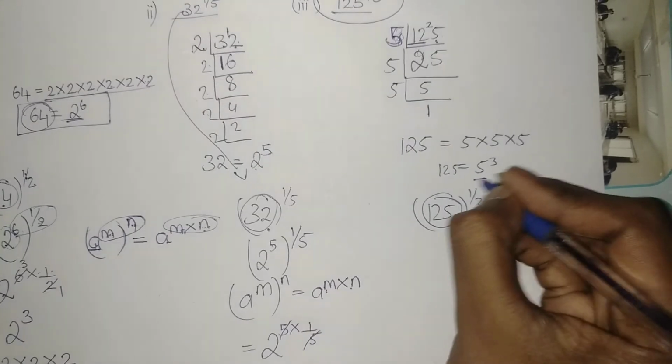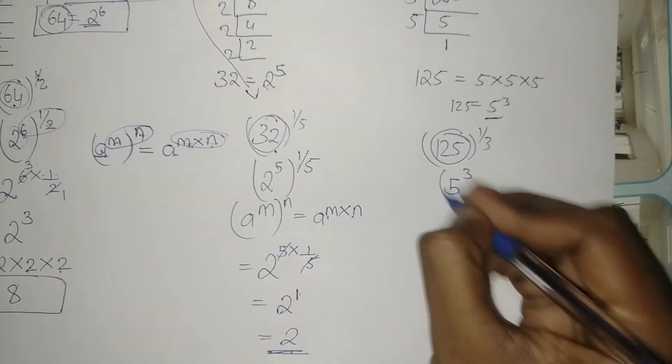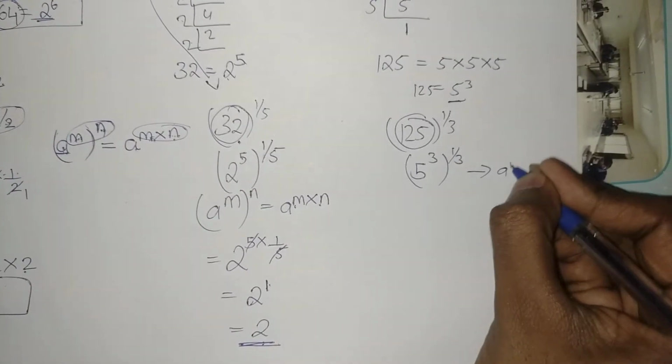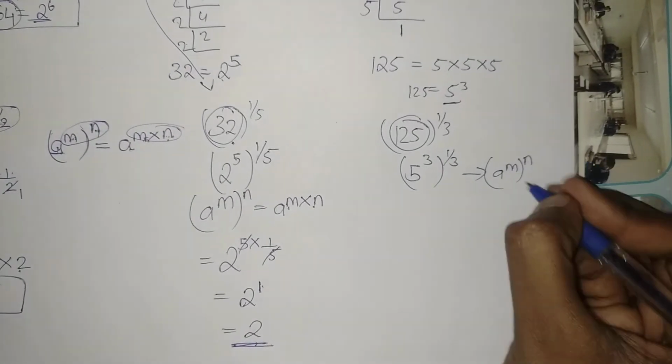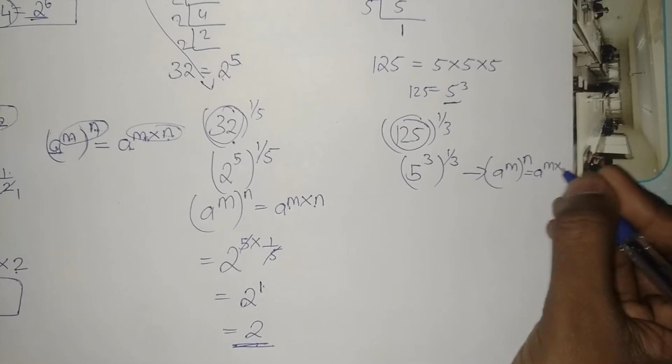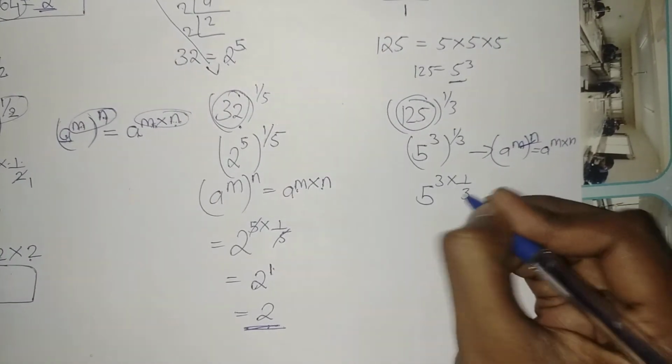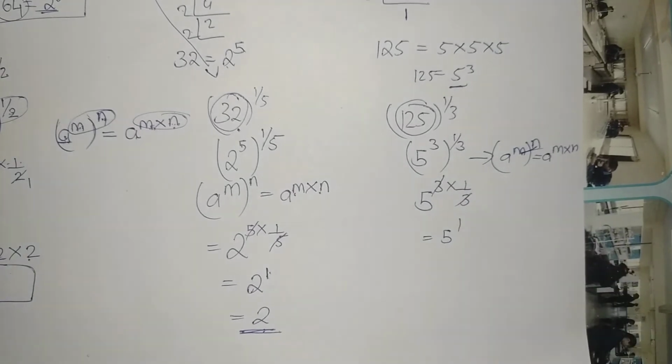So in place of 125, I can write 5 cube, whole power 1 by 3. Apply the law of exponent, a power m whole power n is a power m into n, just multiplying the exponents. 5 power 3 into 1 by 3, the 3 gets cancelled. So 5 power 1 is the answer.